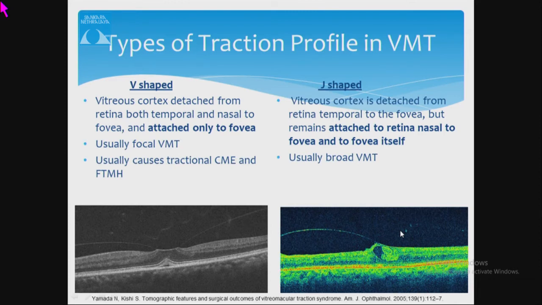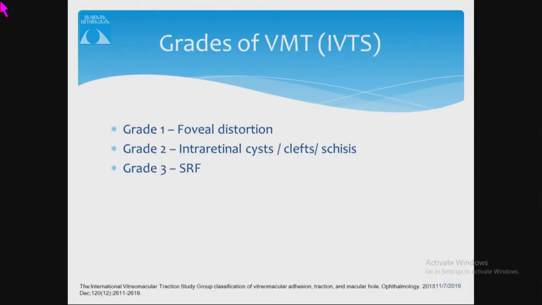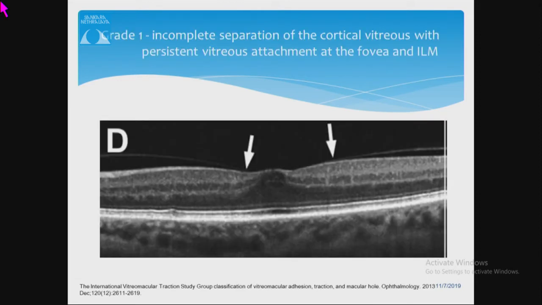V-shaped is responsible for focal VMT, while J-shaped is responsible for broad VMT. V-shape causes traction CME and full thickness macular hole. J-shape causes ERM and diffuse retinal thickening. The grades of VMT: grade 1 includes the foveal distortion. Grade 2 includes the findings of grade 1 plus intraretinal cysts. Grade 3 includes subretinal fluid.